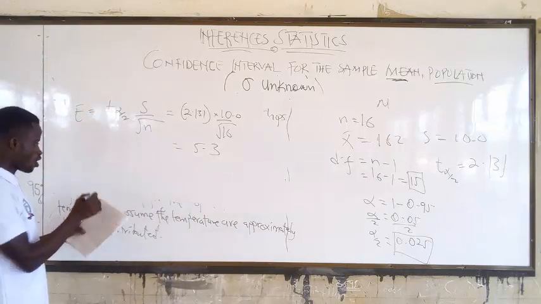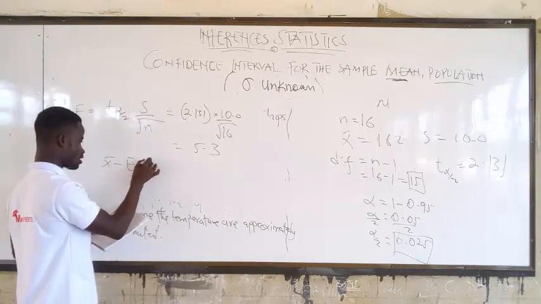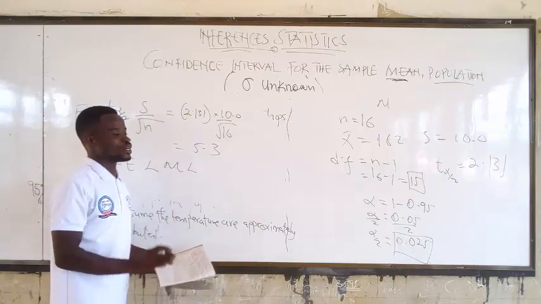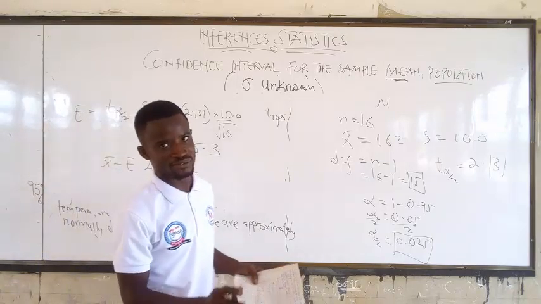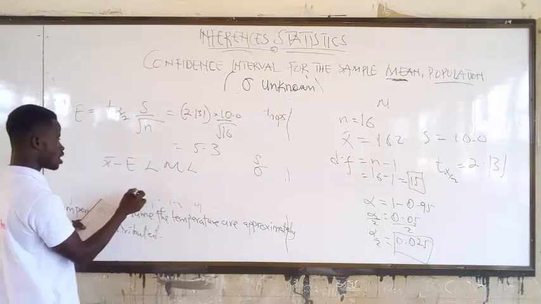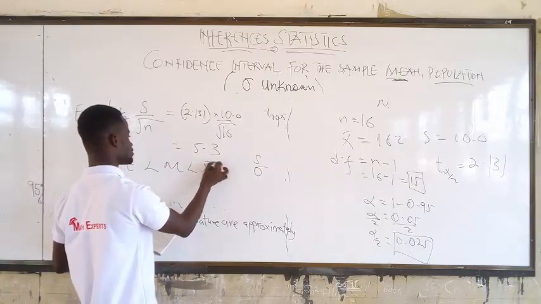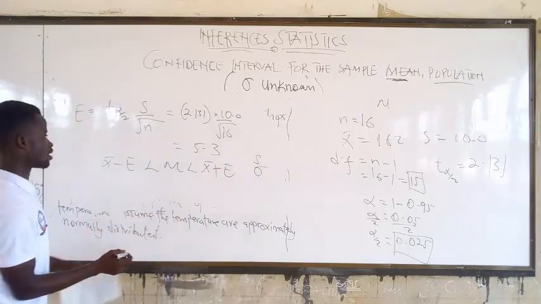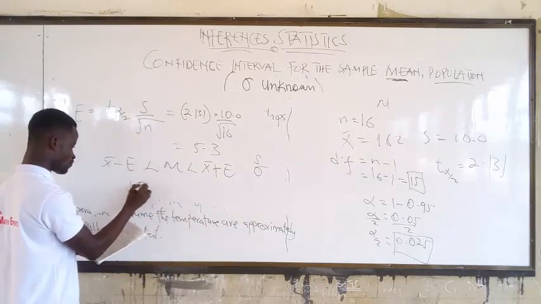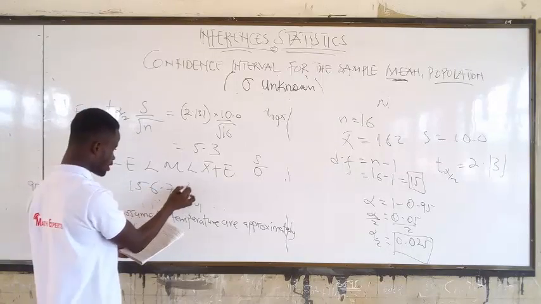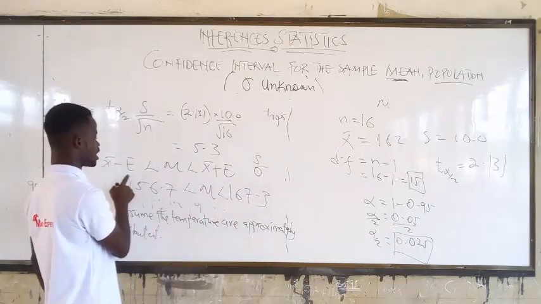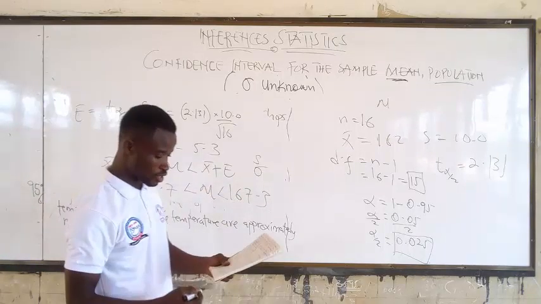After getting this, then we go for x bar minus E. So it's still the mean, but it deals with two things: sample standard deviation and population standard deviation. Sample and population, don't forget it. So here will be x bar plus the E. With this, you do your substitution, you get 156.7 less than the mean, less than 167.3. I have done the substitution, and so that's going to be your interval.